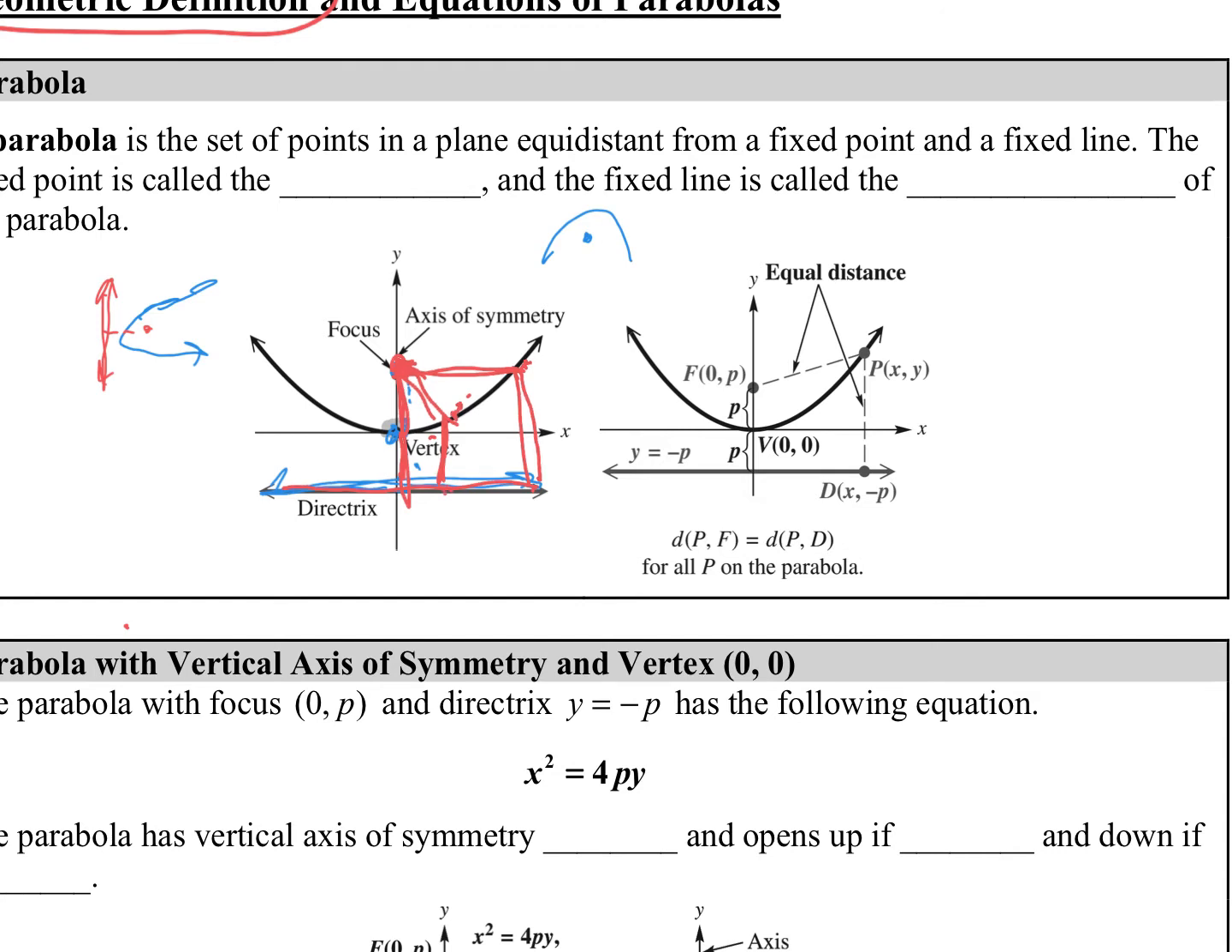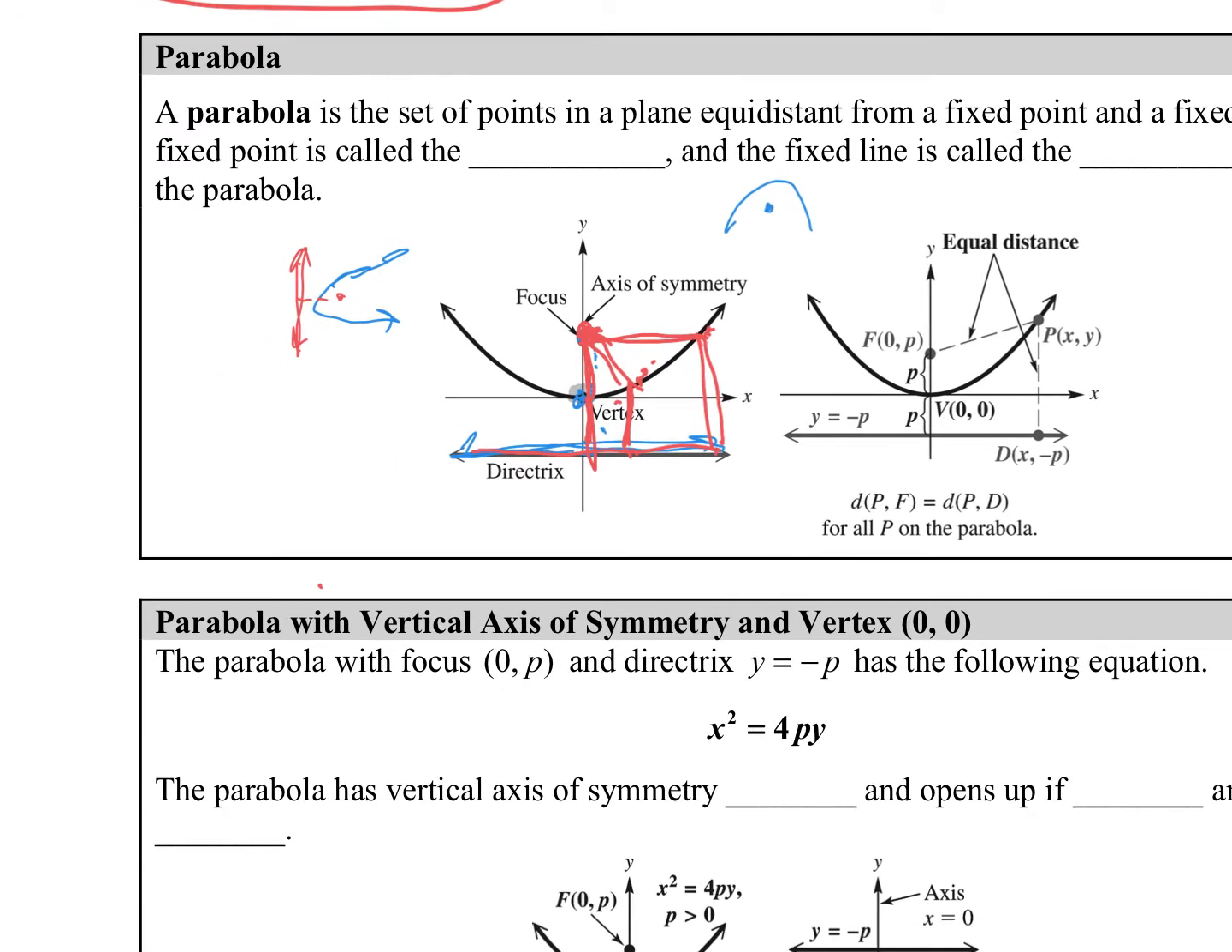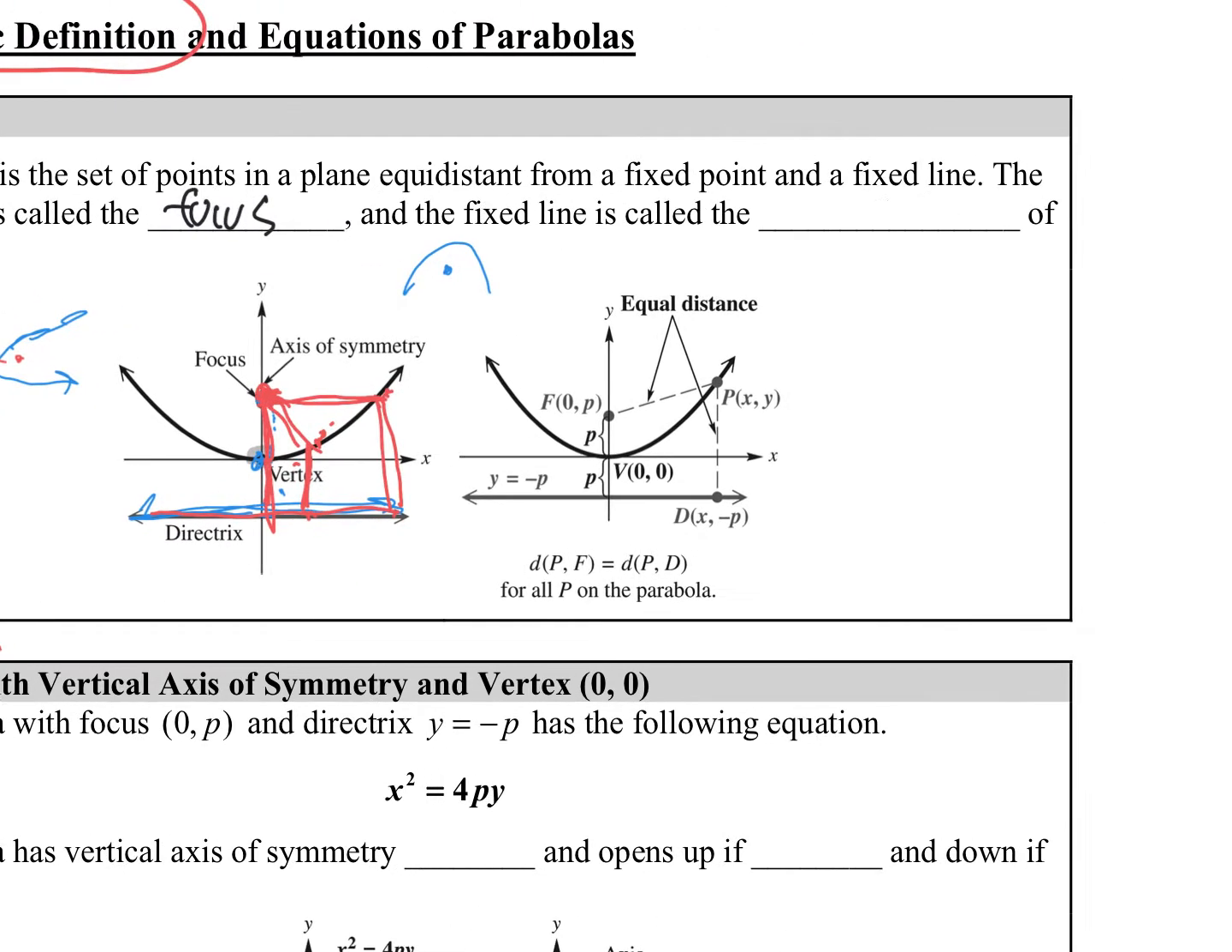That's the geometry. So what is he wanting me to fill in here? Set of points, equidistant, fixed point, and a fixed line. The fixed point is called the focus. And if you have two of them, we call them foci, but a parabola only has one. And the fixed line is called the directrix.